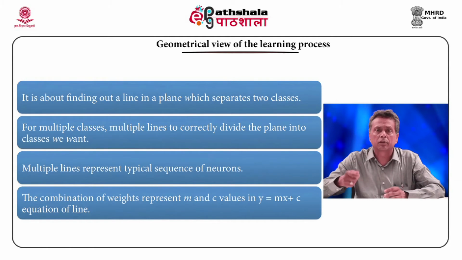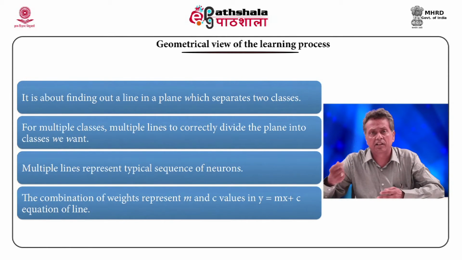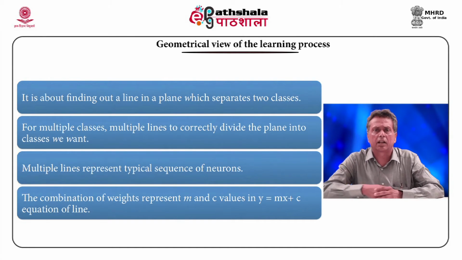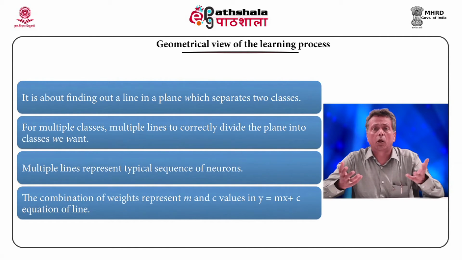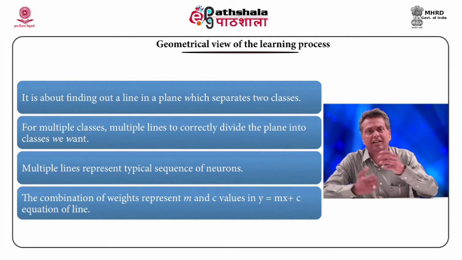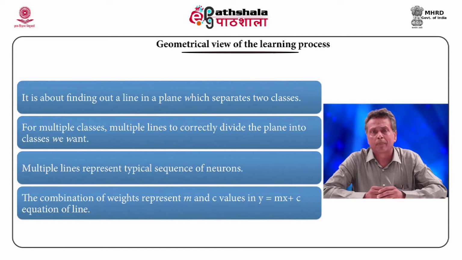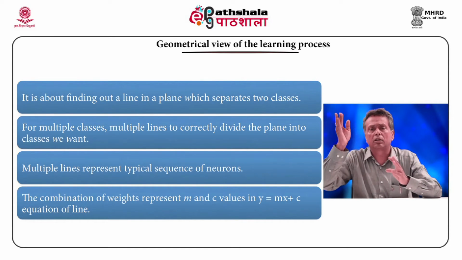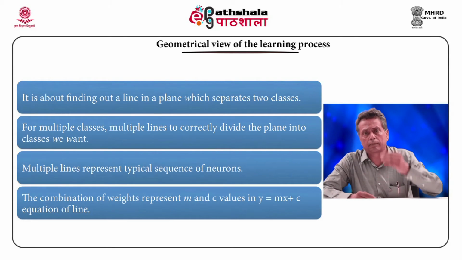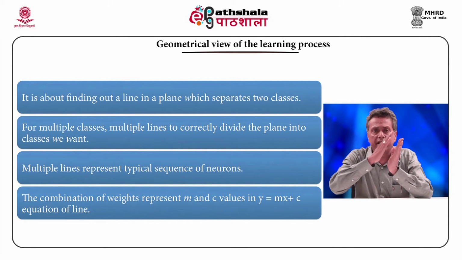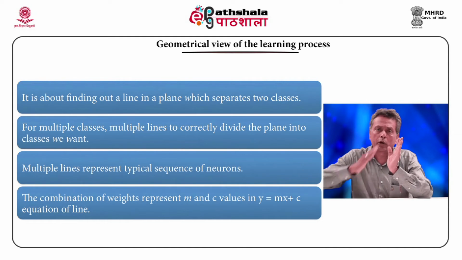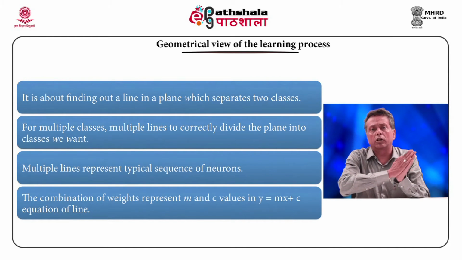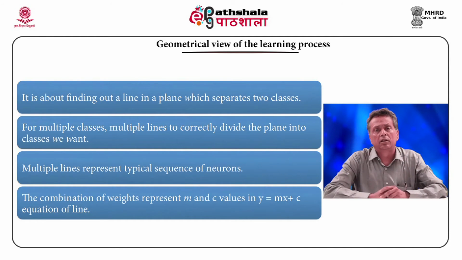That line will have some slope and a C value. y = mx + c is the equation of a line. m and c are constants and they are decided by the weights that we provide. When we start with random weights, the line is drawn in a random way on that plane. When we continuously update that, you get a line which separates what we want. So A and not A can be separated.